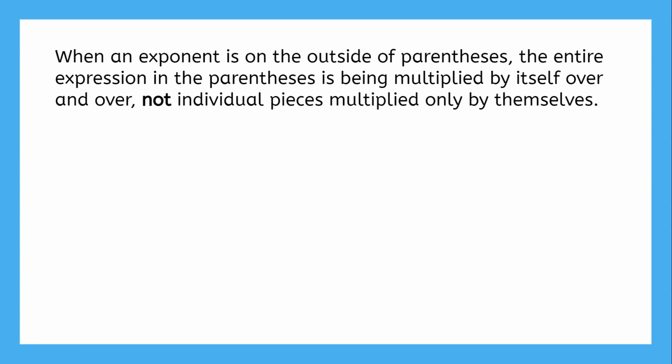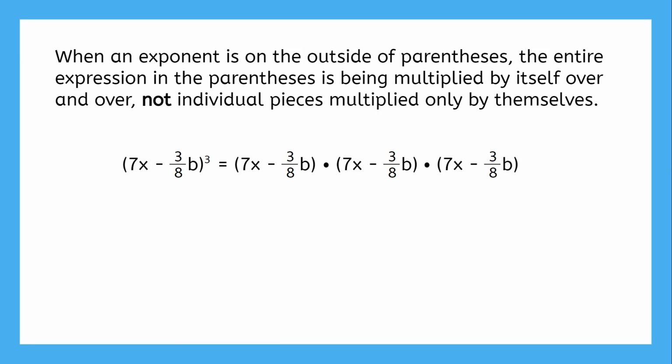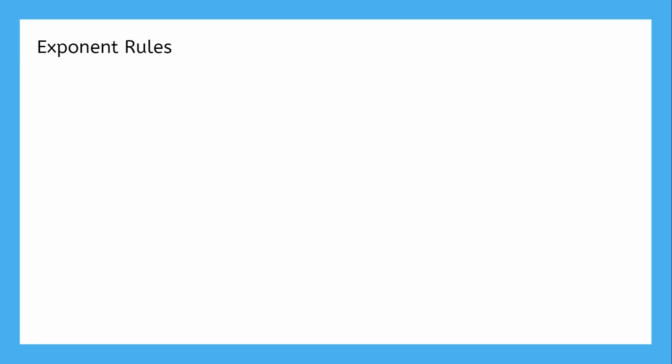Before we get into the new rules, let's make something perfectly clear. When an exponent is on the outside of parentheses, the entire expression in the parentheses is being multiplied by itself over and over, not individual pieces of it multiplying only by themselves. What this means is that if a group of numbers, variables, and operations is all raised to a power within parentheses, the entire group is what gets copied and multiplied. You cannot just multiply the pieces by themselves. Keep the parentheses intact. That being said, let's take a look at exponent rules part 2.